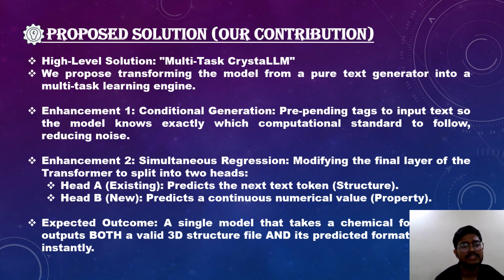This reduces the noise and helps the model learn more consistent patterns. The second improvement is simultaneous regression. In the final layer of the transformer, we add an additional branch. One branch continues the original task of predicting the next token, which generates the crystal structure. The second branch predicts a numerical value, such as formation energy. Because of this modification, the model will be able to generate a crystal structure and predict its physical properties at the same time.